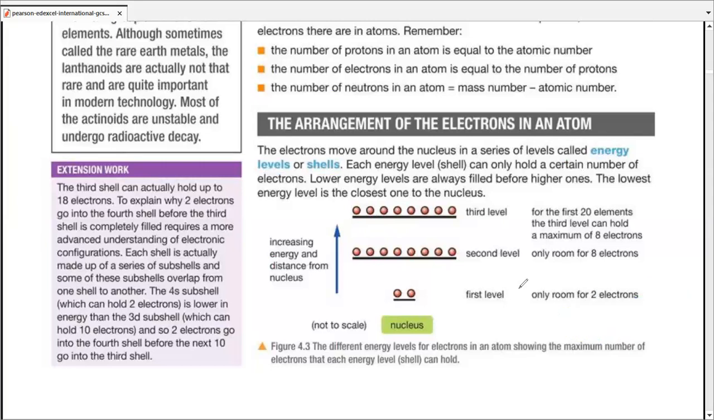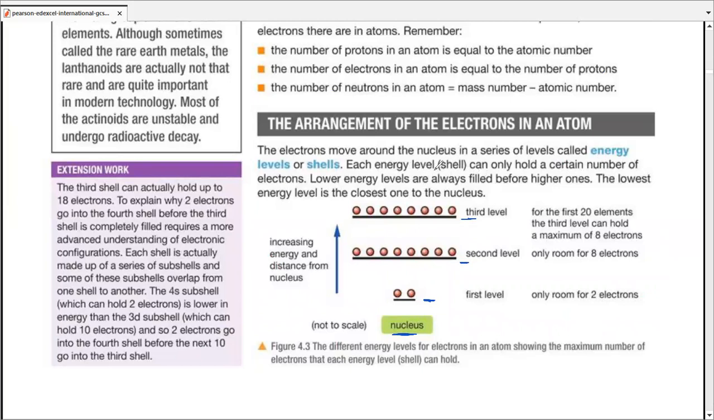Now, in order to understand that, from the nucleus, the one that is closest is the first level. This is known as the first shell too. The second one is the second level, third level, and so on and so forth, which makes the numbering of levels pretty easy, as well as the naming.